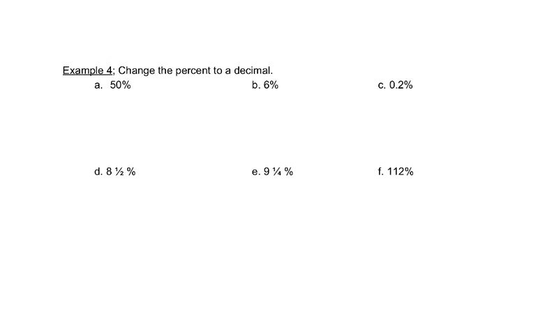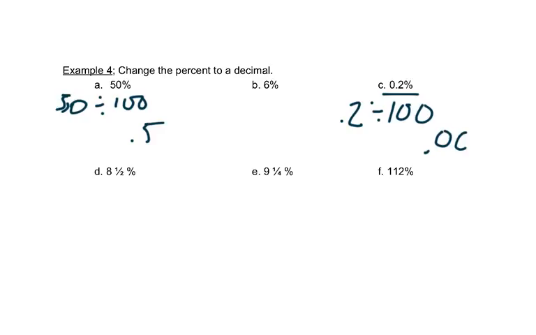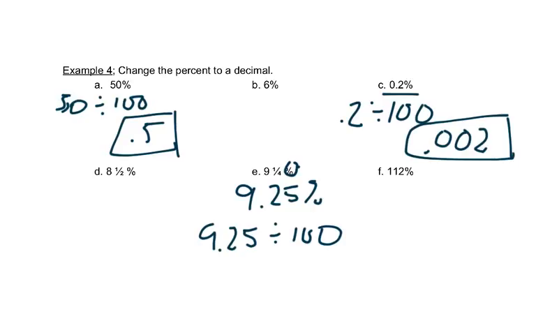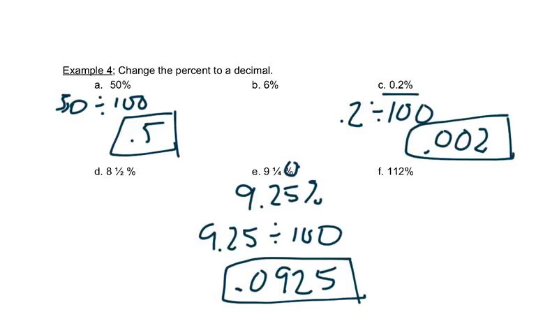So here I see the 50%, that means I need to do 50 divided by 100, and I would get 0.5. Let's look at C. Here I see 0.2, and the percent sign, so 0.2 divided by 100, and I get 0.002. Let's look at 9. First of all, let's change this to a decimal. So 9 1/4% is 9.25%. I haven't done anything with this percent sign yet because I haven't changed the number. So now I need to do 9.25 divided by 100, and that would give me 0.0925. When you divide by 100, then the percent sign goes away.